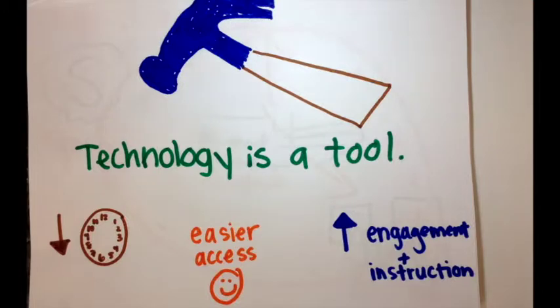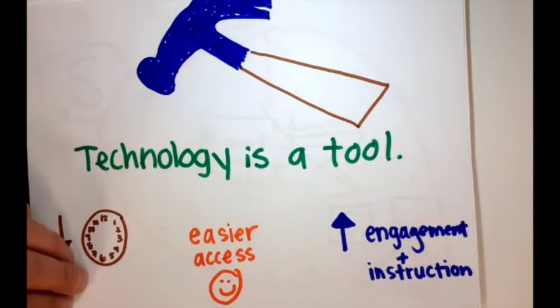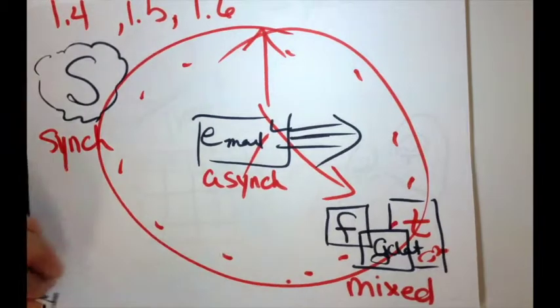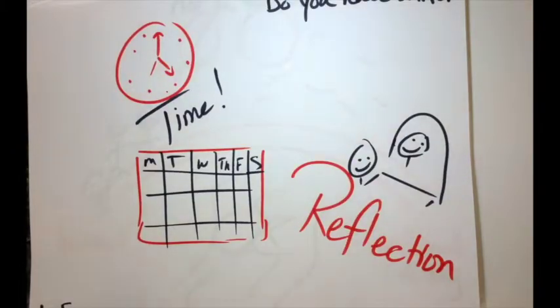It will decrease the time wasted in the classroom by giving easier access to the students with increased engagement and instruction. Make interaction synchronous, asynchronous, and mixed, and fill the time with purpose. There is no typical blended course. Plan your time and reflection to maximize efficiency.